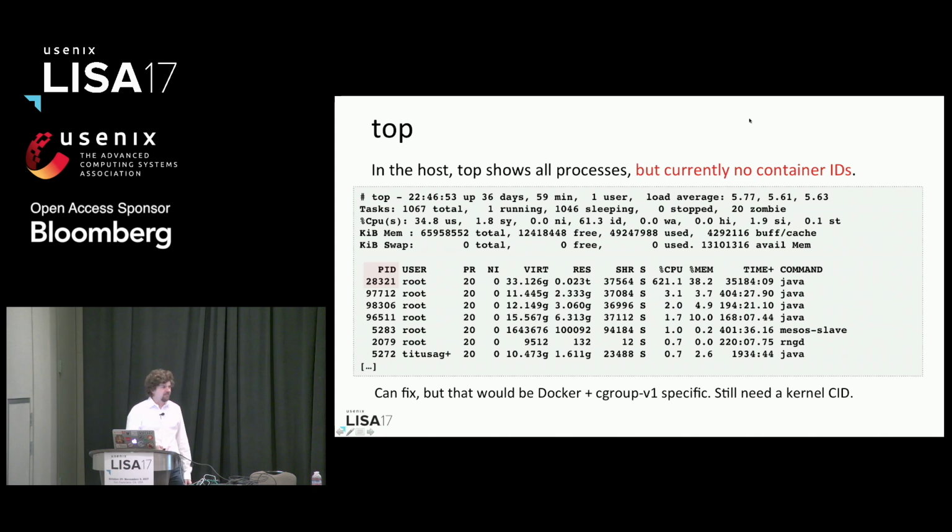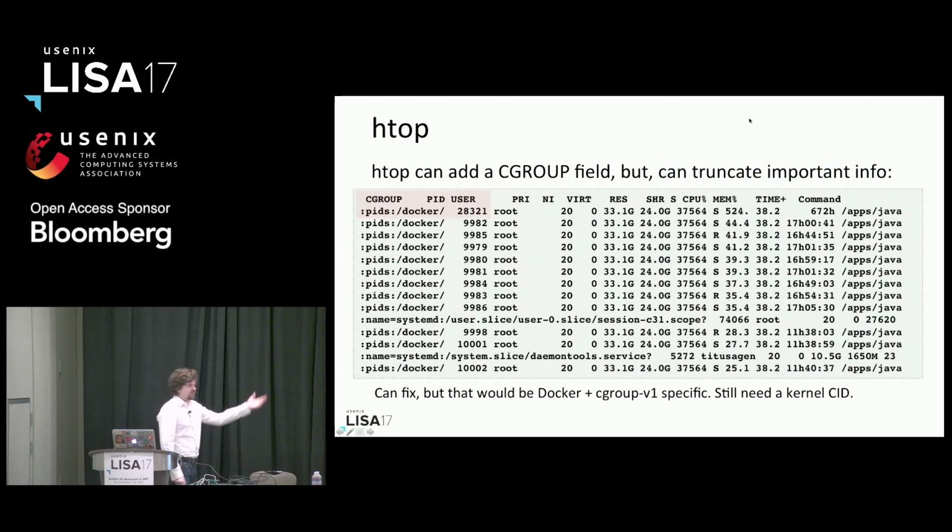It should be done. If a container ID finally lands in Linux, that'd be great. Then we'd add a container ID column to top. Or htop, because htop lets you select the columns. At the moment, with htop, you can select the cgroup, but with Docker, it's getting truncated, and I can't see the full thing, so there's problems with that.